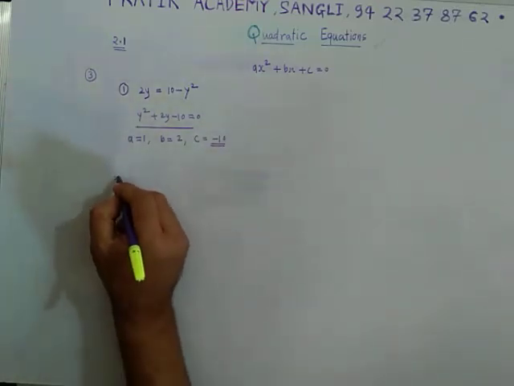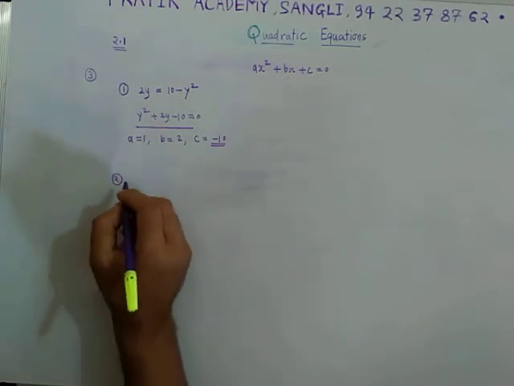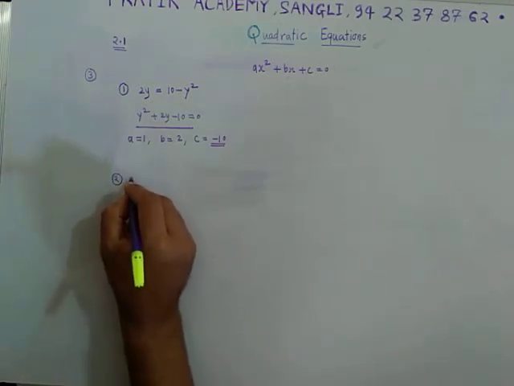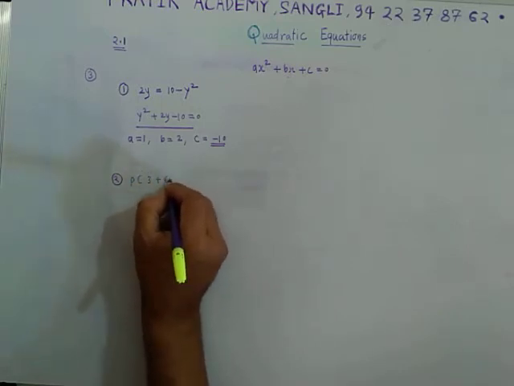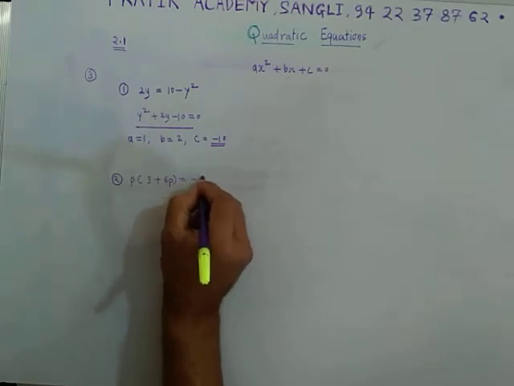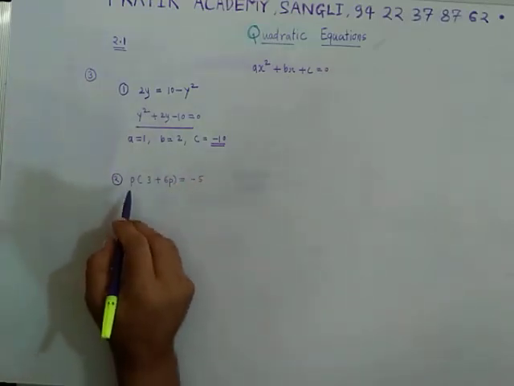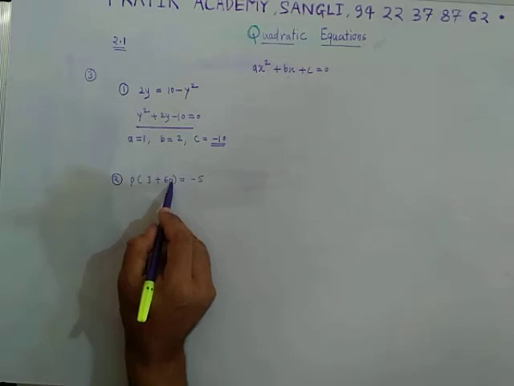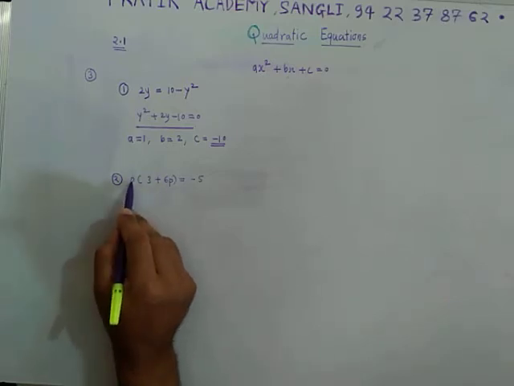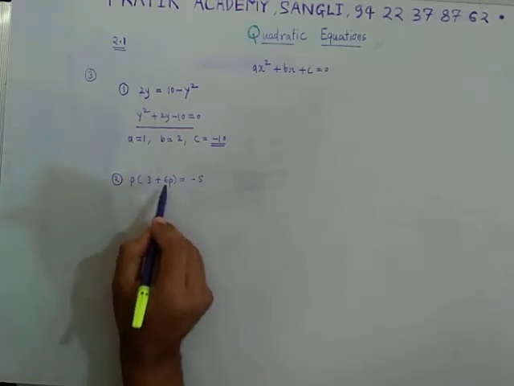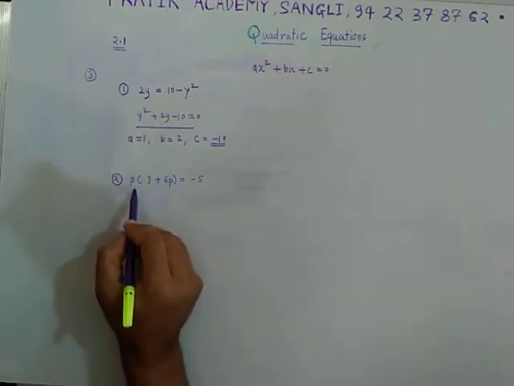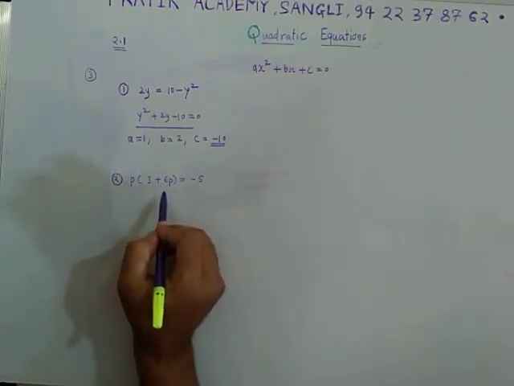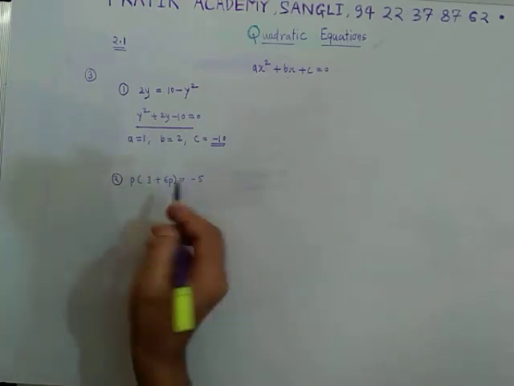Okay, we'll take another example. Let's take p into 3 plus 6p equals to minus 5p. Initially if you look here, the degree of power of p is 1. So one can say that it is not a quadratic equation. But as told to you earlier, simplify this equation and then decide.